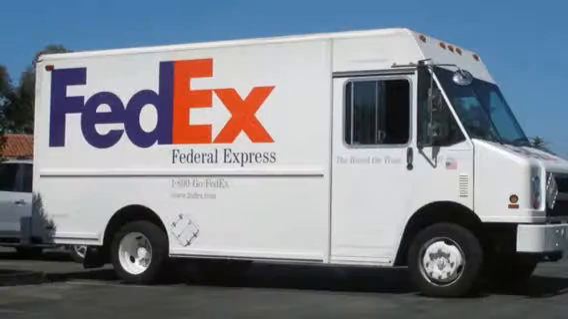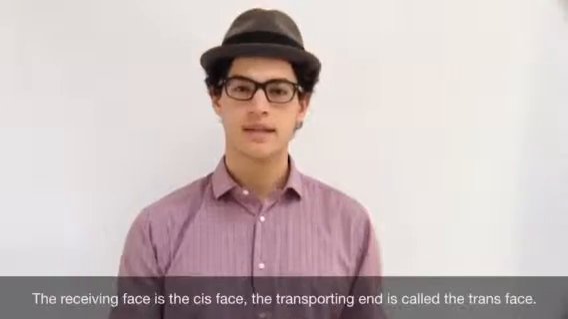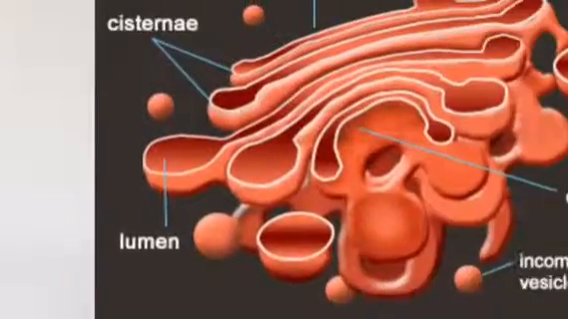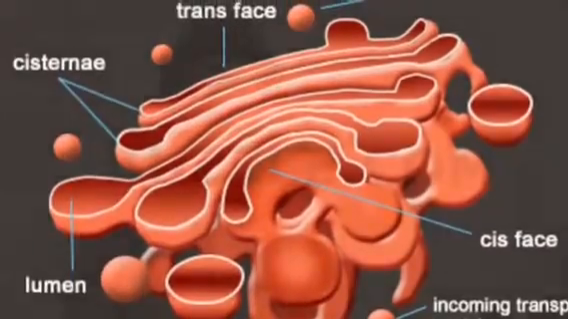When you buy something online, it's sent to you via the post office or FedEx. Cells have their very own version of FedEx, called the Golgi apparatus or the Golgi complex. This organelle is a series of flattened membrane pancakes that has a receiving end and a transporting end. The receiving end is called the cis face, and the transporting end is called the trans face. This allows molecules and materials to be sent around the cell or out of the cell.